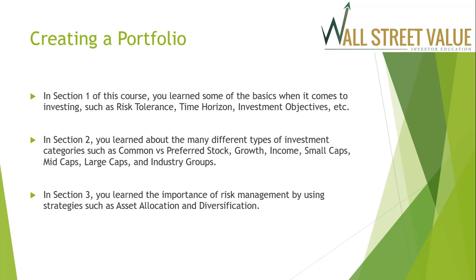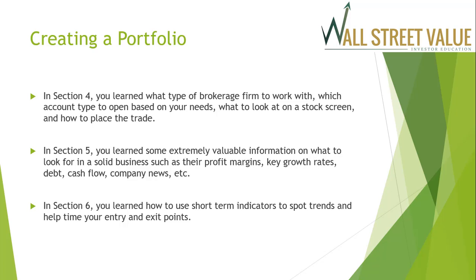In section 1 of this course, you've learned some of the basics when it comes to investing, such as risk tolerance, time horizon, and investment objectives. In section 2, you learned about the many different types of investment categories, such as common stock versus preferred stock, growth versus income stocks, small caps, mid caps, large caps, as well as the industry groups in which all of these companies fall into. Section 3, you learn the importance of risk management by using strategies such as asset allocation and diversification. And then in 4, you learn what type of brokerage firm to work with, which account type to open based on your needs, and what to look at on a stock screen and how to place a trade.